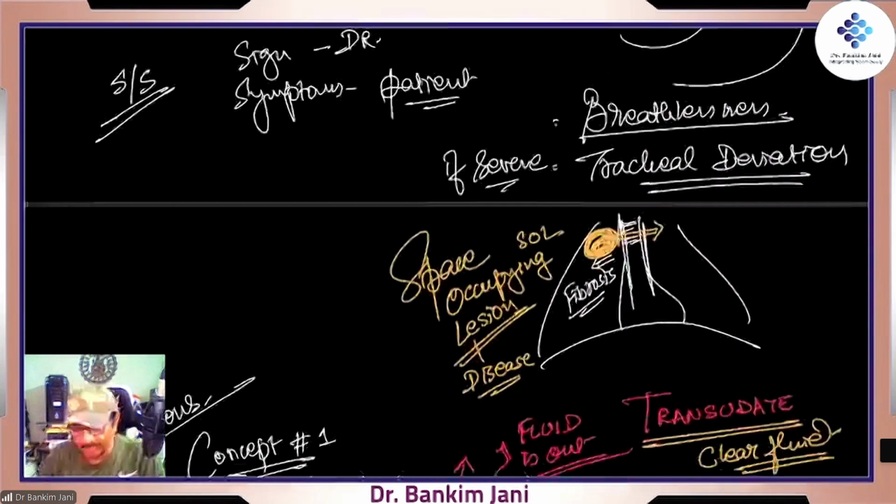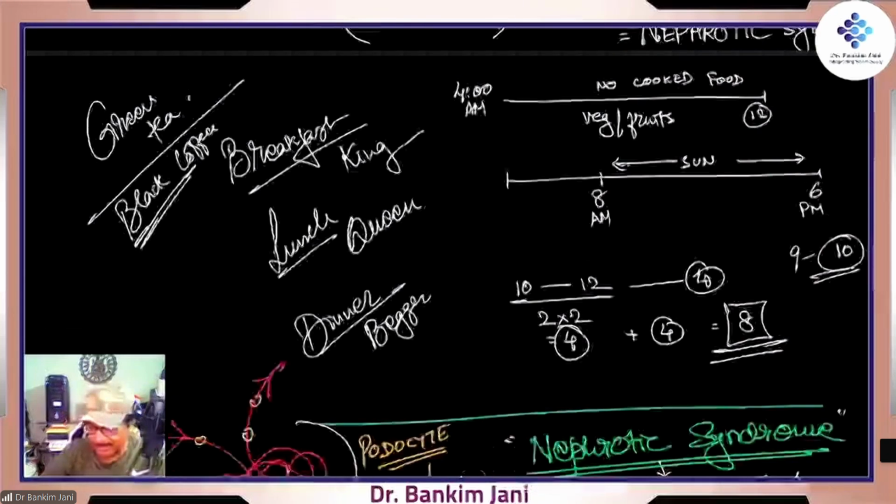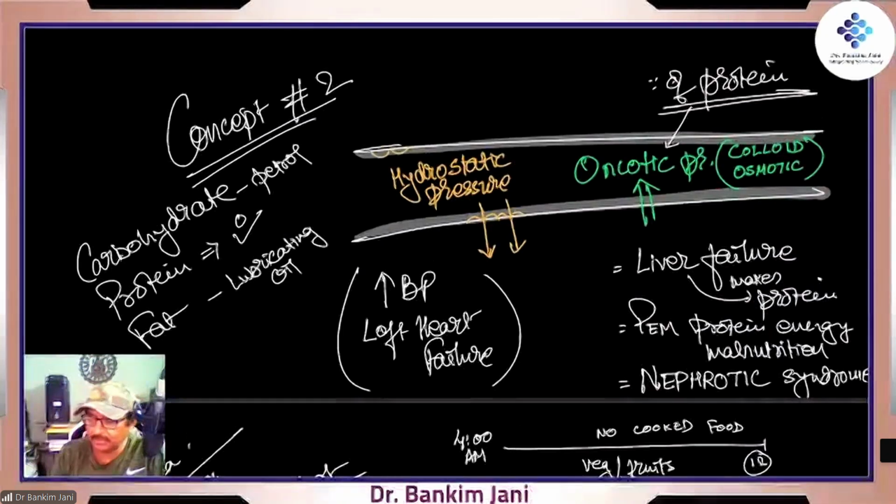There are even other causes also, but at least I felt that these are the three main causes, or in fact four: high blood pressure, left heart failure when it is transudate; liver failure, protein energy malnutrition, and nephrotic syndrome when it is exudate. Correct? Whenever oncotic pressure falls there is pleural effusion, and obviously the malignancy. When there is malignancy, it's total.